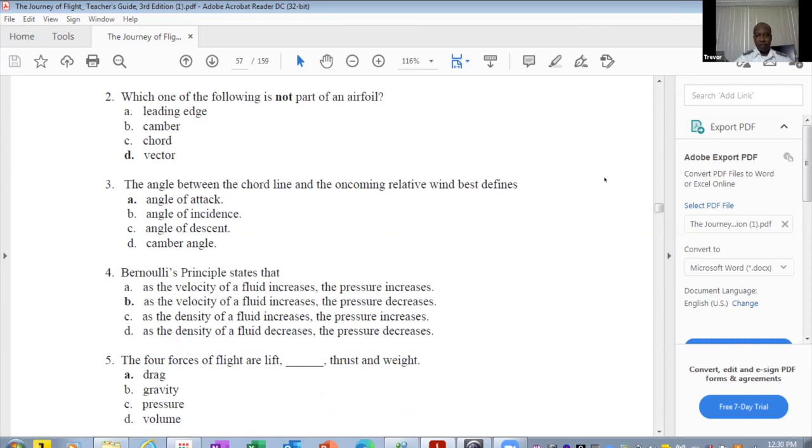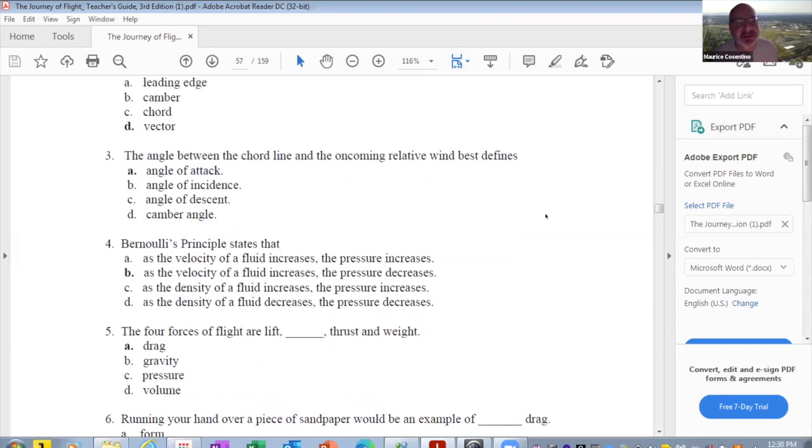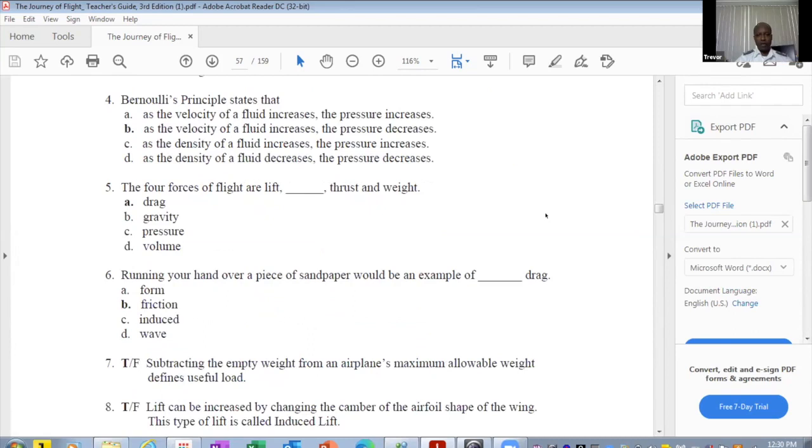And then Maurice, you can take number four. Sure. The angle between the chord line and the oncoming relative wind, best defined as? You're muted, John. Unmute yourself, please. Angle of attack. All right, good. And Maurice, you can take number four. Bernoulli's principle: as the velocity of fluid increases, the pressure decreases. And that's why we fly. Okay, great. Excellent. Good job.